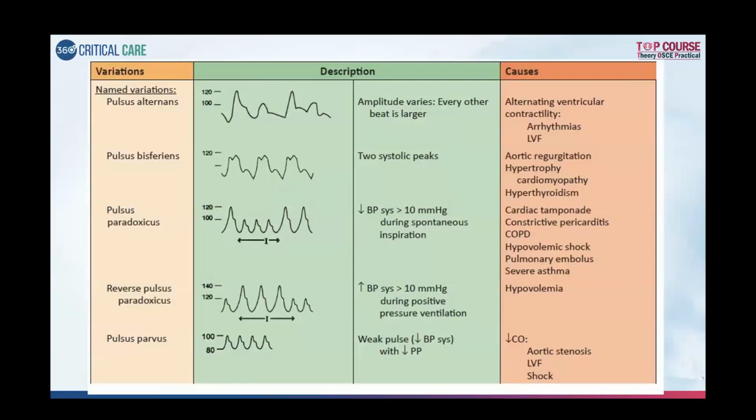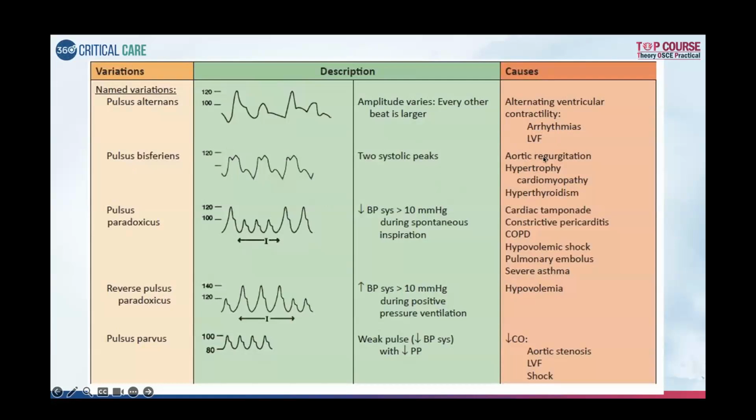Again, there are various types of pulses that you can encounter in an arterial line apart from the damping. They can ask you what sort of waveform this is. This is pulsus alternans, where you have a high amplitude and a low amplitude alternately. This can happen predominantly in left ventricular failure or in patients with arrhythmias. The most common cause is left ventricular failure. You can have pulsus bisferiens, where you have 2 systolic peaks in one waveform.